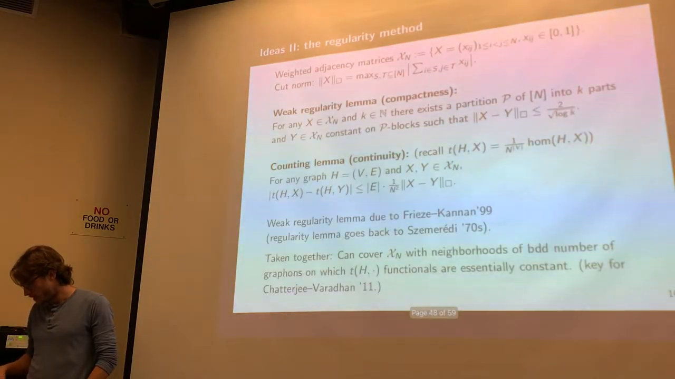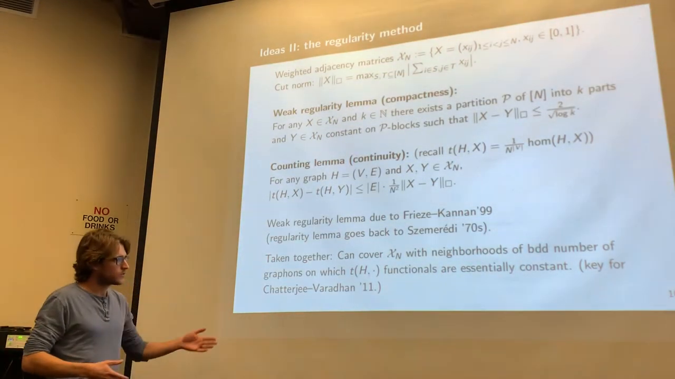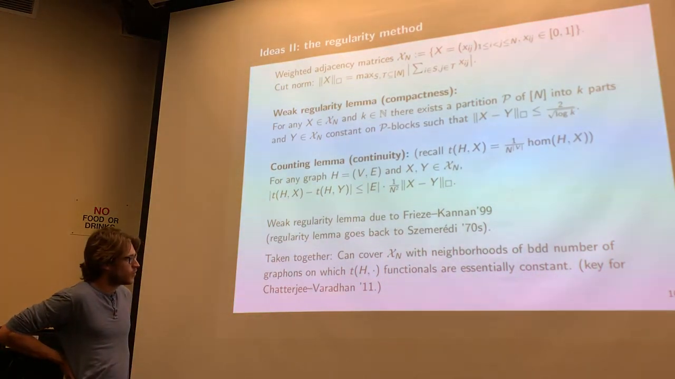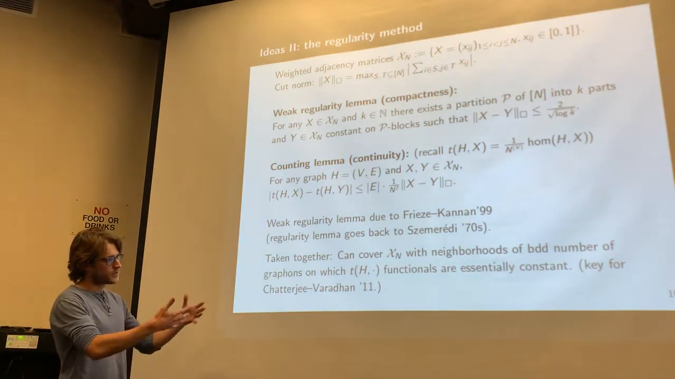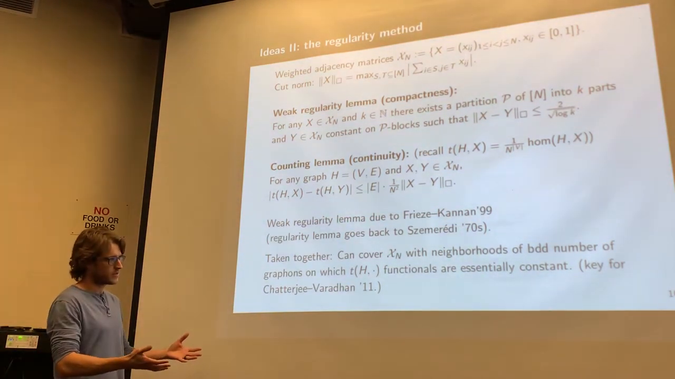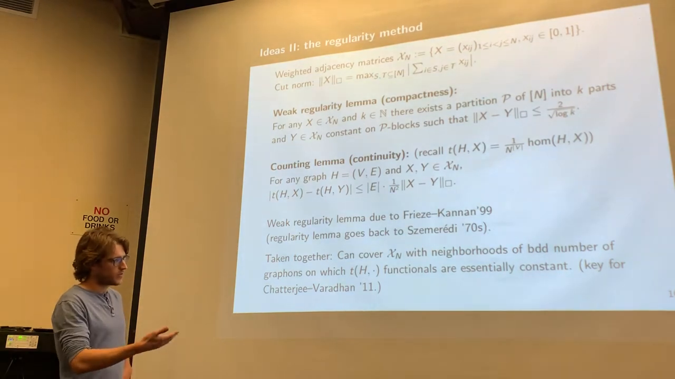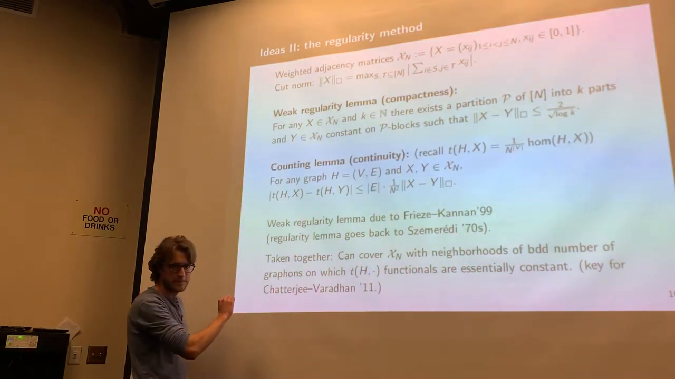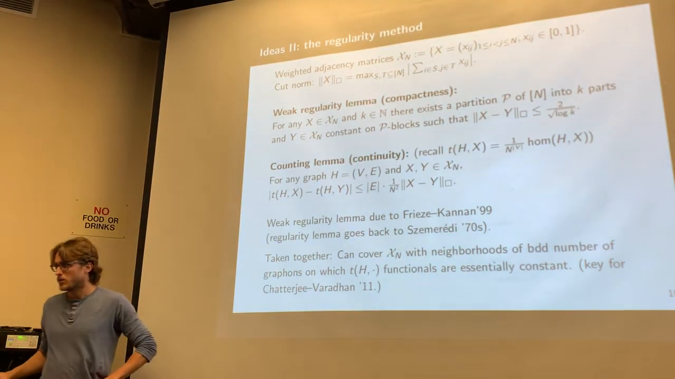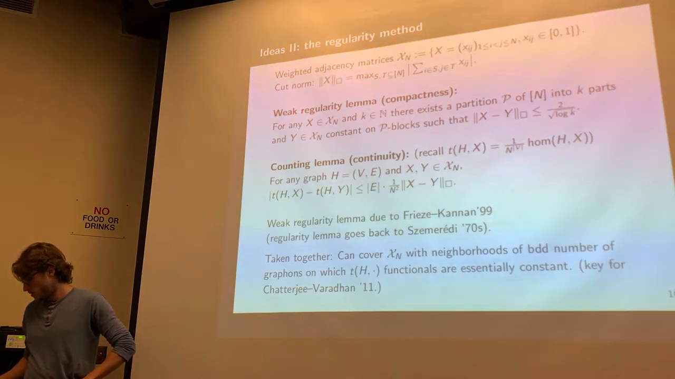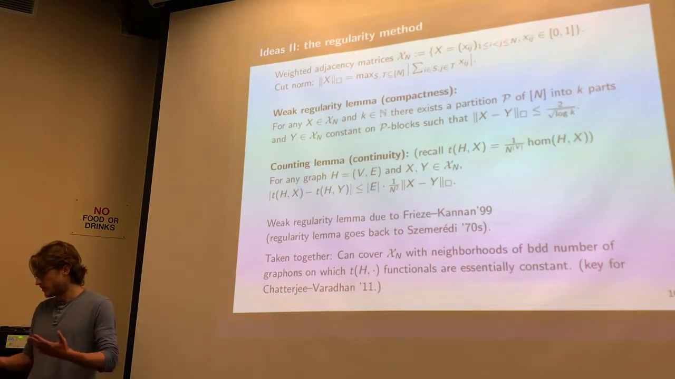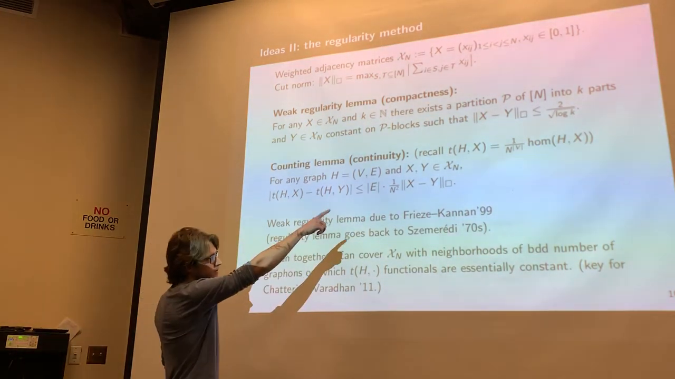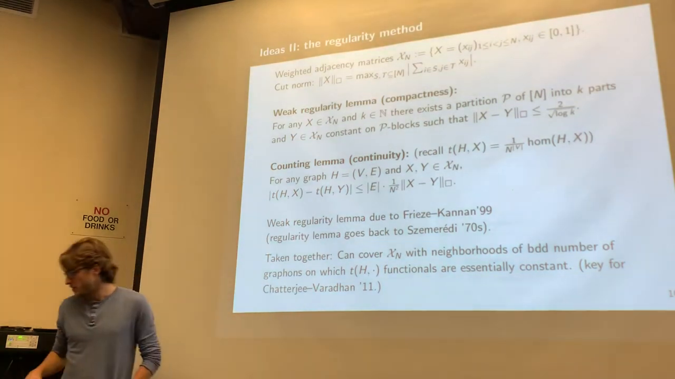Okay, so that I already said. So taken together, the upshot of this that was key for Chatterjee and Varadhan was that you can cover the full space of weighted adjacency matrices with neighborhoods of a bounded number of graphons on which these functionals are essentially constant. Which sounds like what we want. But since we're looking at sparse graphs, we're going to need some more quantitative estimates. So in particular, this 2 over square root log is not going to be good enough for us.